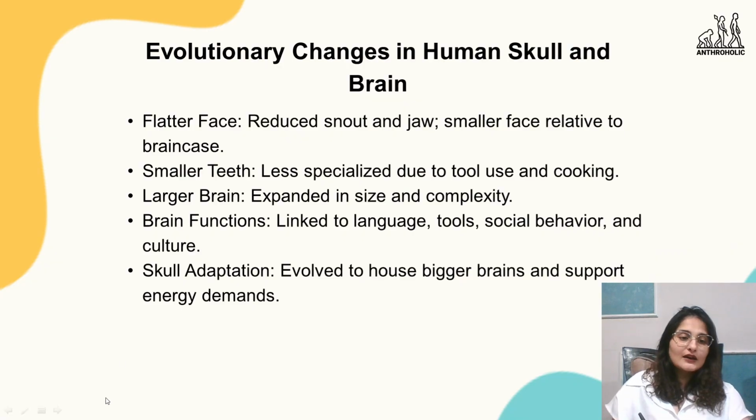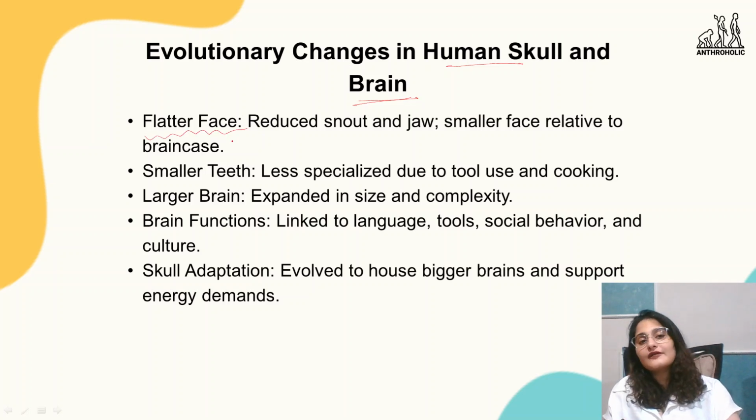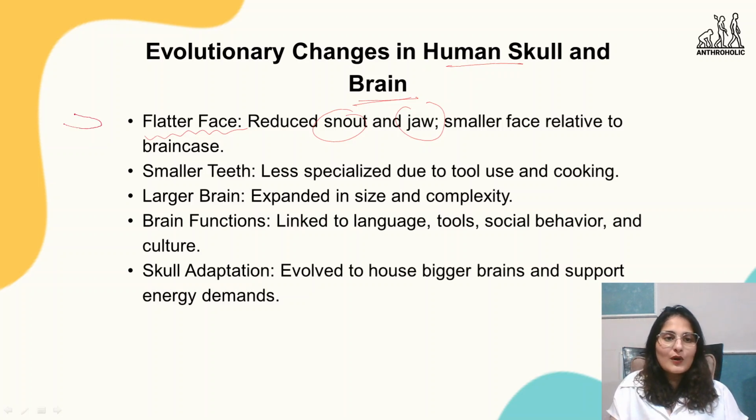Proceeding to our current topic, we have evolutionary changes in the human skull and brain. We saw that there's an increase in the size of the brain, right? Human faces are definitely flatter comparatively because we had a reduced snout and jaw. You compare a chimpanzee to us, you see that the jaw structure is comparatively flat because a chimpanzee has more of an outward face. Ours has a little curve comparatively.